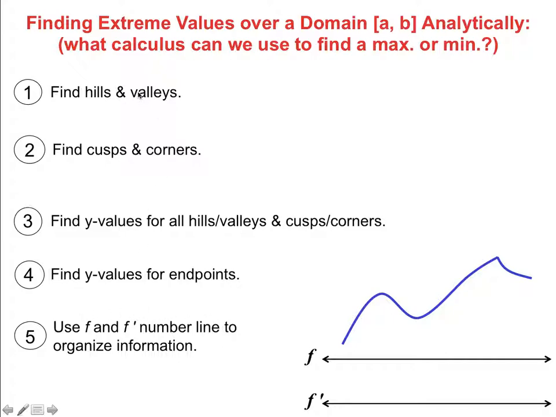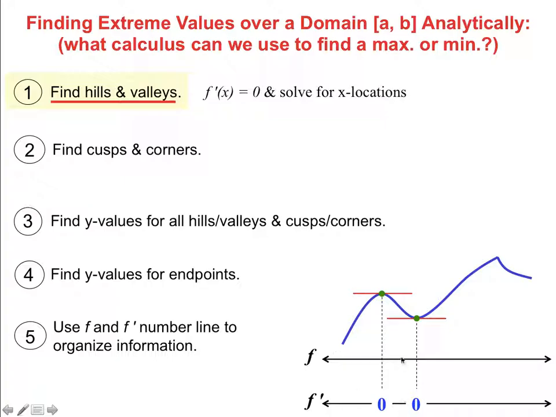So we're going to go after the hills and valleys, and those hills and valleys are where the derivative equals 0. So here's a hill, here's a valley, and we'll do this analytically in just a second. We're going to set the derivative equal to 0, and we're going to solve for those locations. That's why we have a 0 as the derivative value. And we're going to find those x locations. And then we're going to look for cusps and corners.